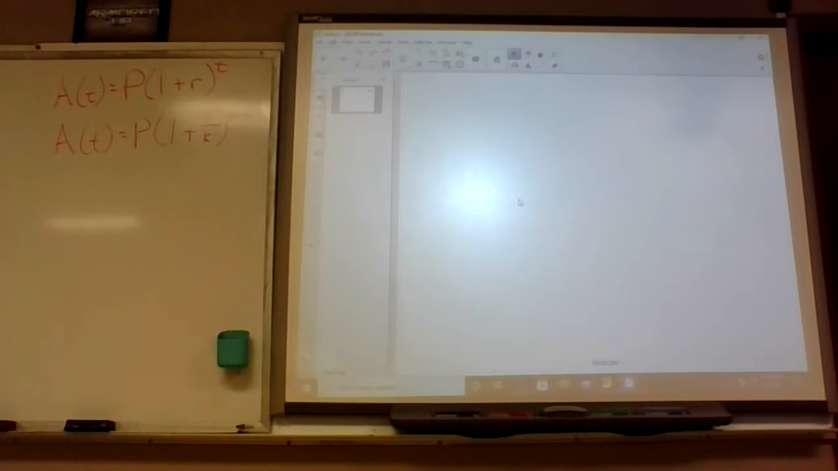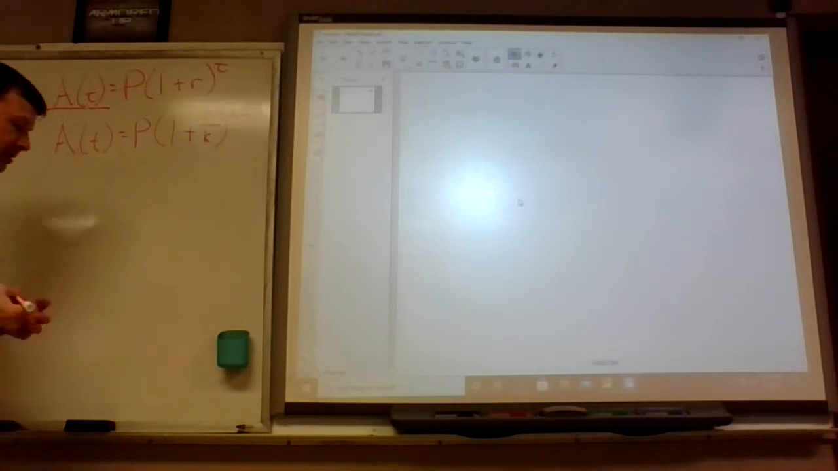I don't remember the T in front of the A yesterday, or the T button. That's just function notation. This is all one thing. It just says the amount depends on what you put in for T. Gotcha. Alright.